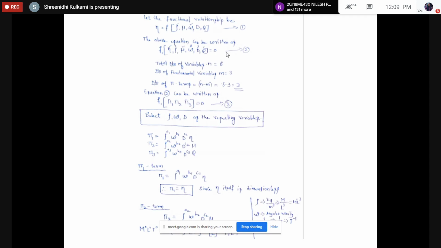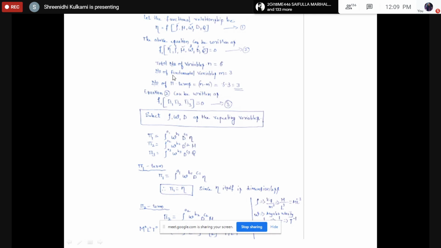After this equation 2, you just count how many variables there are, so that we can call it the total variables. 1, 2, 3, 4, 5, and 6. So the total number of variables in this statement is 6, so n is equal to 6.